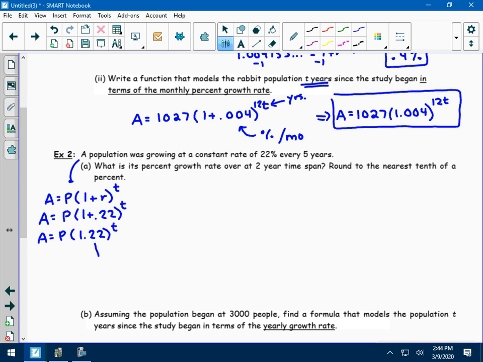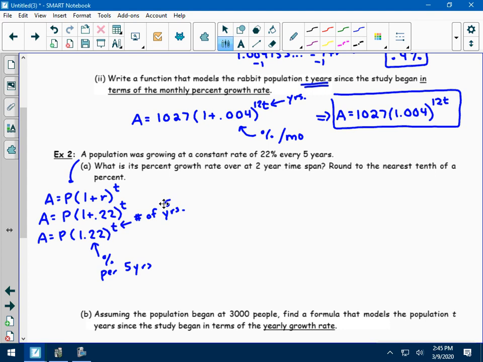Now this 0.22 or 22%, 0.22 is the percent per 5 years. So if I don't put anything up in t, t has to represent what? Not just years. If there's nothing up there, it's got to agree. So it's the amount of 5 years. So if t was 1, I'd be talking about 5 years. If t was 2, I'd be talking about 10 years, etc.